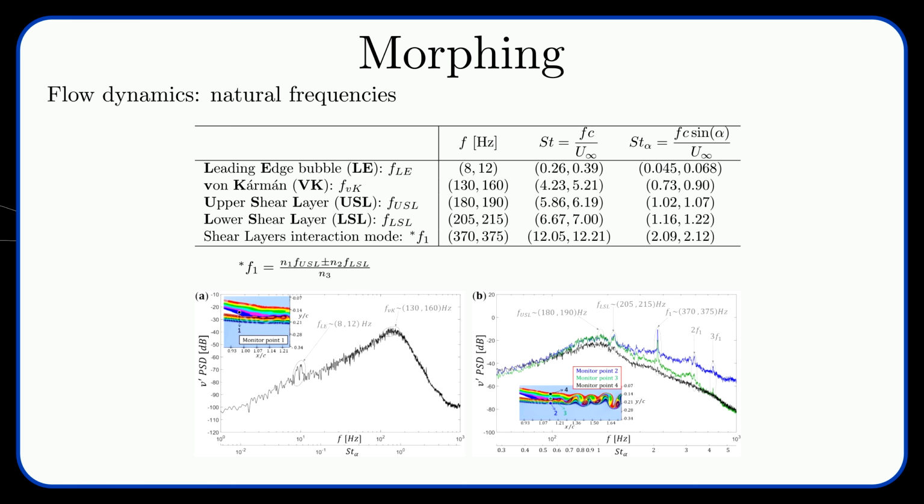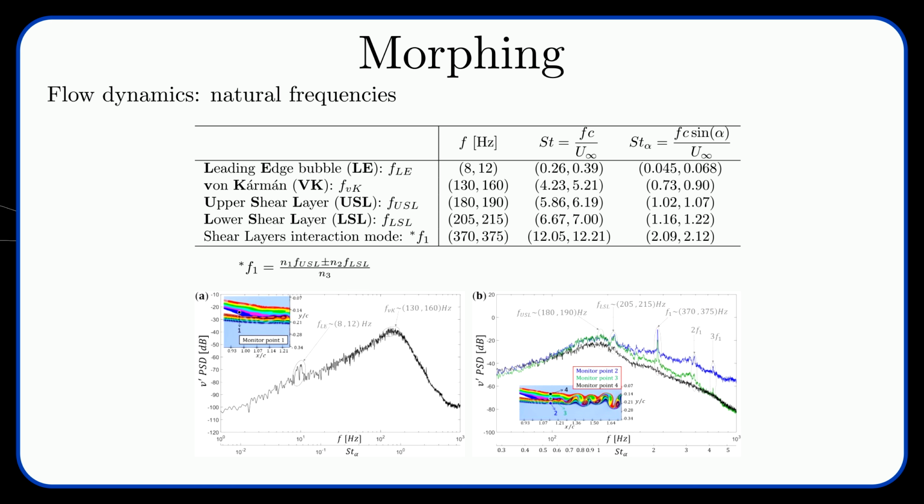Two additional modes linked to Kelvin-Helmholtz instabilities dominate the near wake region, as shown in Figure B through the pressure fluctuations recorded at monitors 2, 3, and 4. These modes correspond to the upper and lower shear layer, with frequencies around 180 to 190 Hz and 205 to 215 Hz respectively. This difference makes physical sense. As mentioned earlier, the effective shear is stronger in the lower part of the wake, which causes the Kelvin-Helmholtz vortices to form faster there and therefore at higher frequencies.